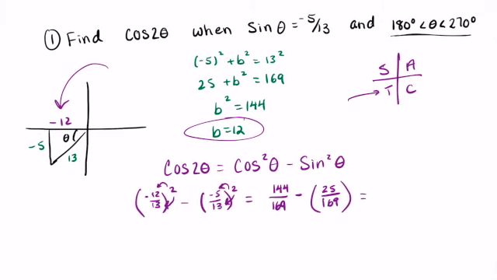Got ahead of myself. 144 minus 25 is going to give us 119/169. And that's it. That is our double angle for cosine when looking at that given information. So hopefully pretty straightforward. Again, make sure you are keeping signs correct when we are looking at these problems and not making the same mistake that I just did.